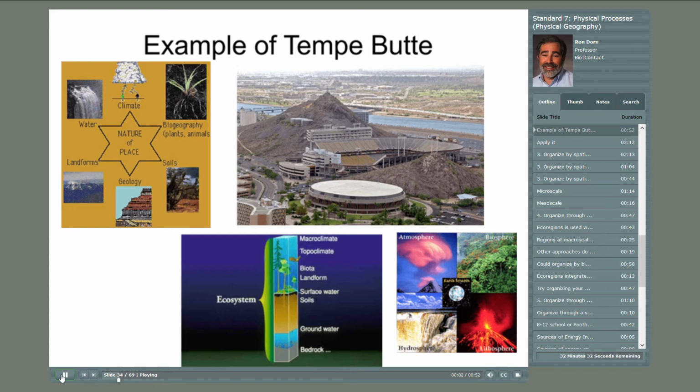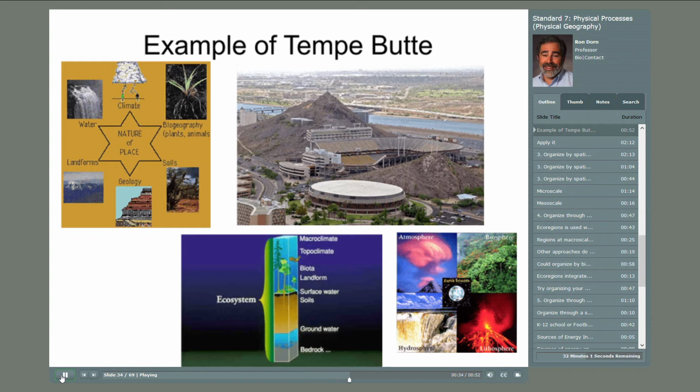So in summary, the nature of a place is a combination of all the different spheres, and it's a combination of all the different factors together that make up a place the way it is. The natural pattern of Tempe Butte exists because it's a synthesis of all these factors. So no matter whether you look at it like a geographer in the upper left, or whether you look at it from the perspective of an ecologist in the middle bottom, it all amounts to this integration, trying to understand the nature of place.